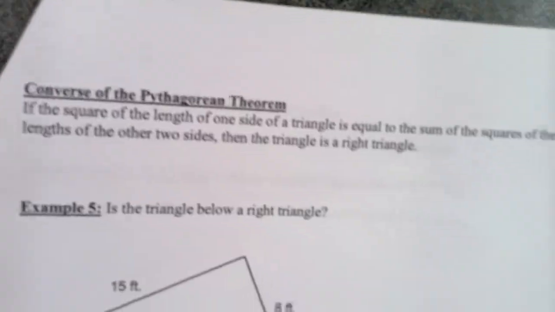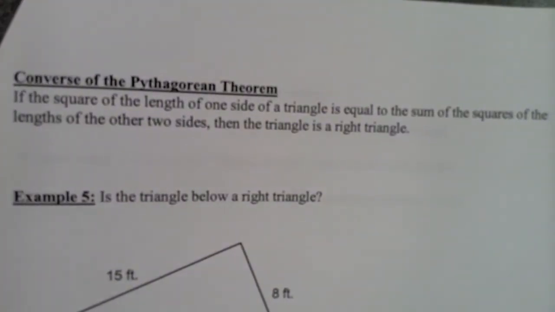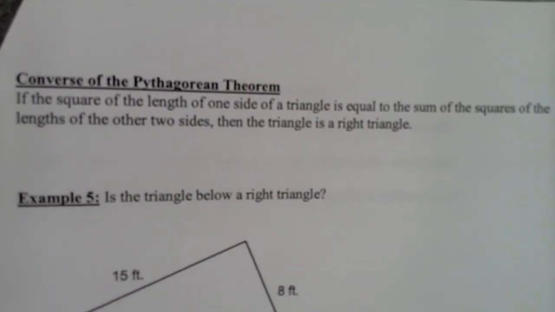So remember, the converse is when you switch the hypothesis and the conclusion around. So we have the Pythagorean theorem, and the converse is also true. Okay? So the Pythagorean theorem, if you have a right triangle, then you know the leg squared plus the other leg squared equals the hypotenuse squared. The converse is true. Okay?